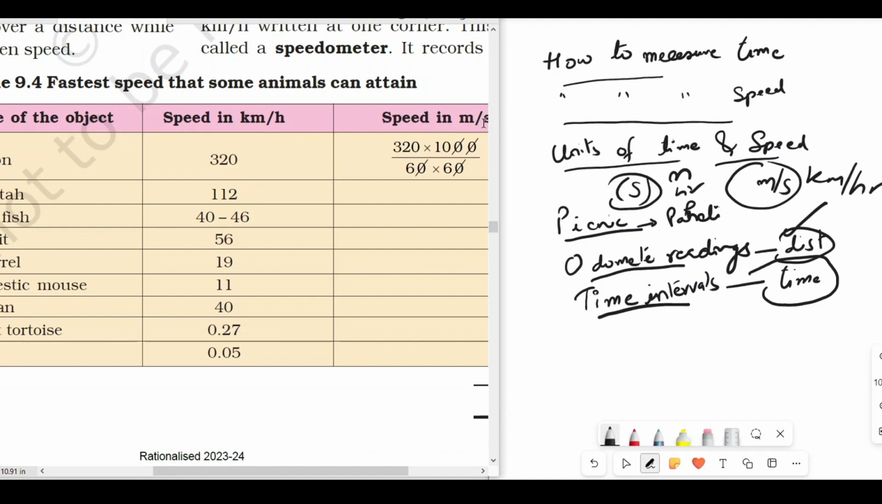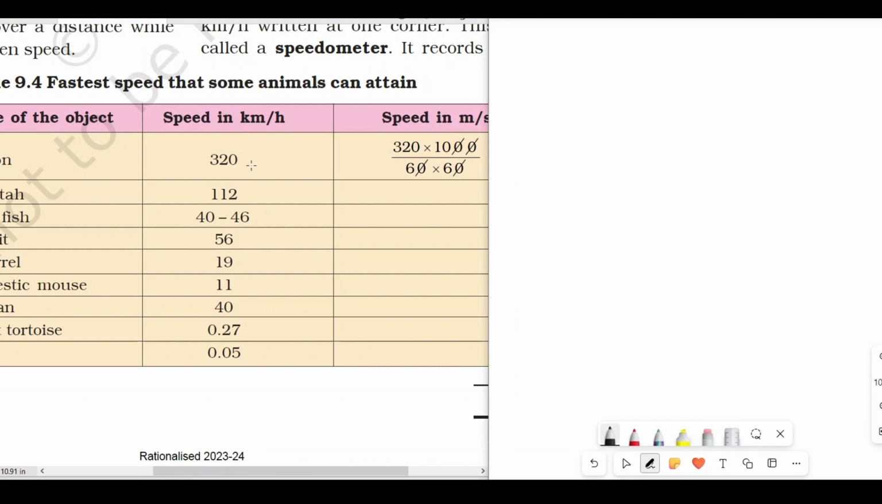And how do we do that? So what we have here is the speed of a falcon. A falcon is a sort of a bird. ये एक चिड़िया टाइप होती है, और उसकी स्पीड मान लो in kilometers per hour it's 320. So how do you measure its speed in meters per second?